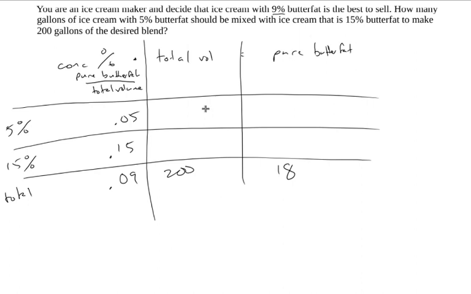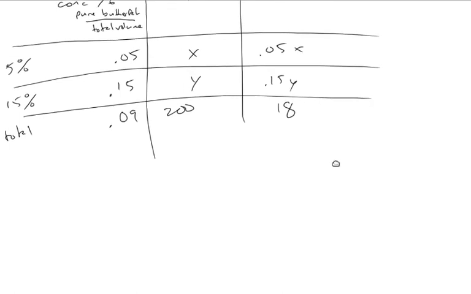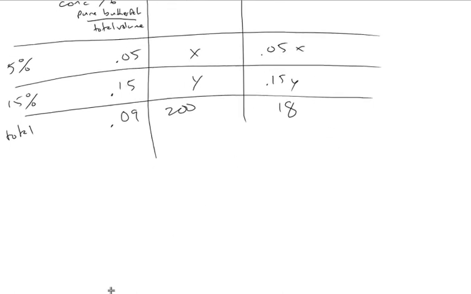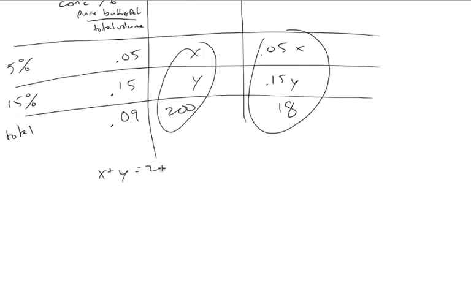I need to throw some variables in here, and I'm going to make them these variables right here. We get 0.05x and 0.15y when I use my formulas there, and my equations are those equations right there. So I get x plus y equals 200, and 0.05x plus 0.15y equals 18.